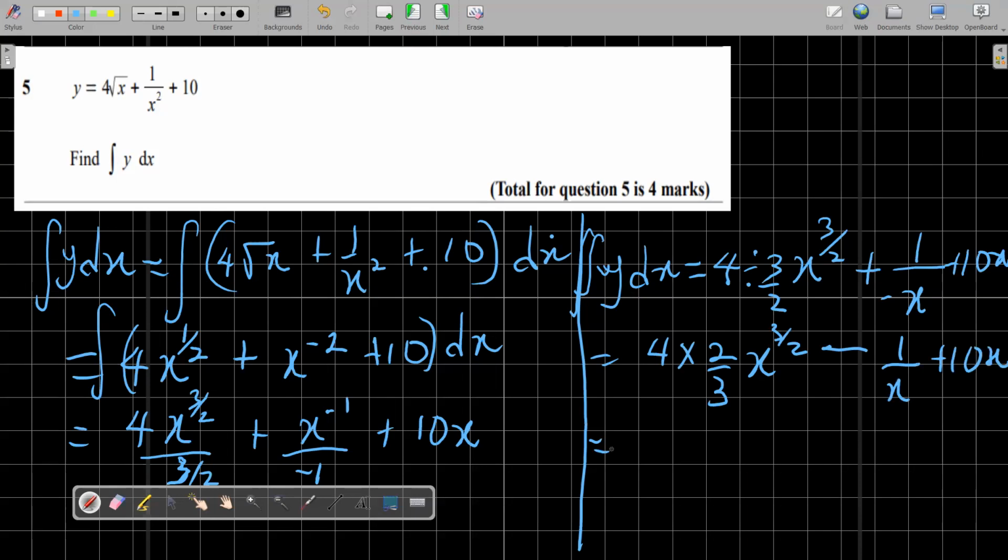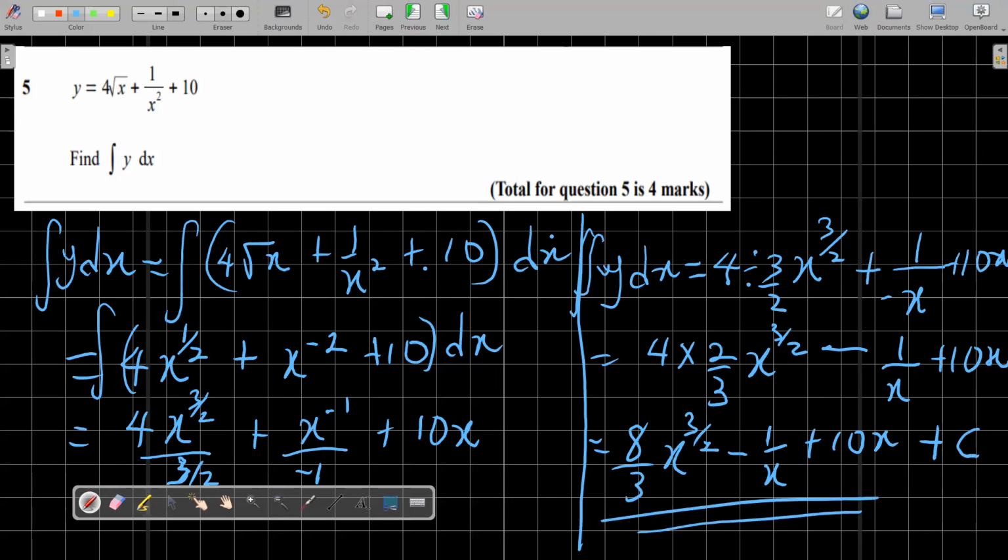Now, this is 4 times 2, 8 over 3, x raised to the power of 3 over 2, minus 1 over x plus 10x. And do not forget that this is called an integral, which is in the category of indefinite integral. So plus your constant c. This gives you the answer. Let us move to the next question.